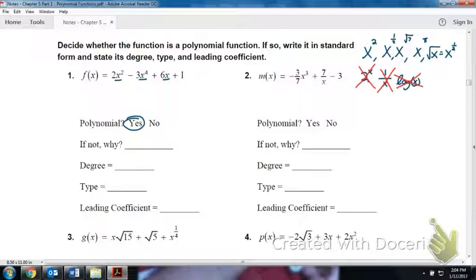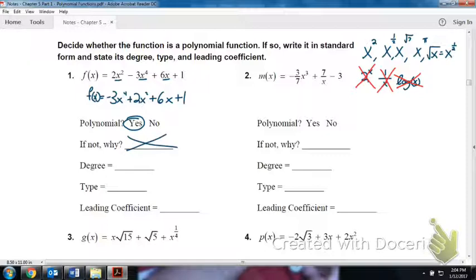So let's start off, let's write this in standard form. Standard form basically means put the exponents in order. That's all that means. So in this case, we've got f of x equals negative 3/4 x to the fourth first, plus 2x squared. We put the squared second, plus 6x, plus 1. All right? So that's in standard form. The exponents are in order for standard form. If not, why? Well, we don't have to talk about that, because it is.